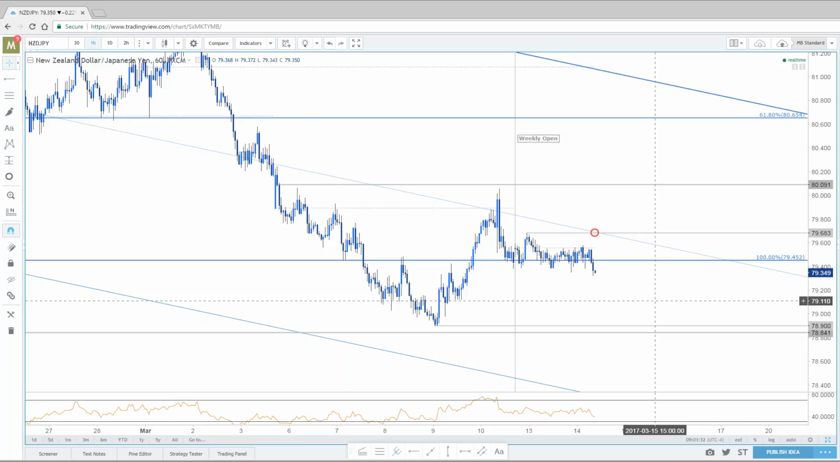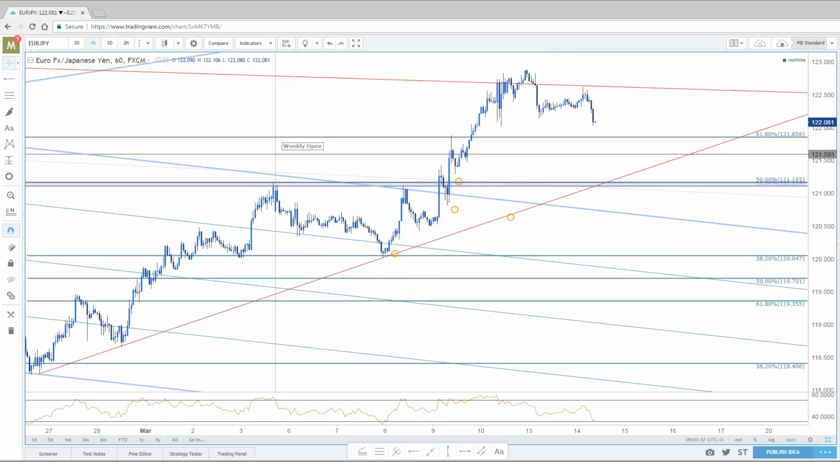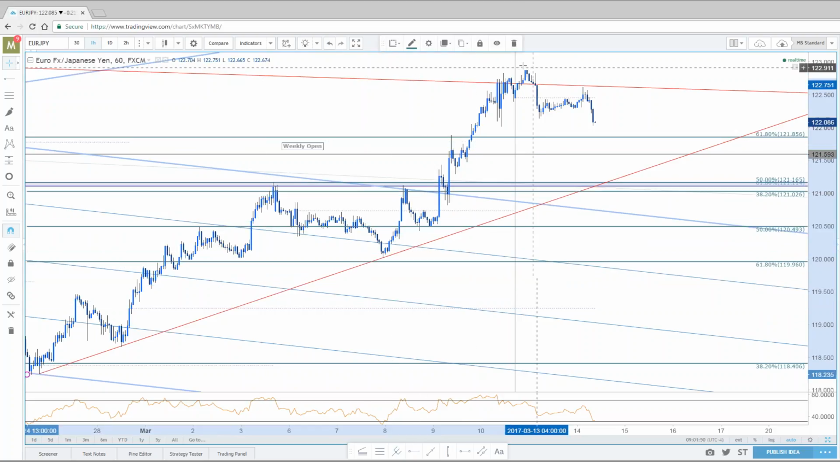Euro yen. Who is that for? Vlad. Here's what euro yen looks like. Since we're going through all the yen crosses, let's just finish up. I obviously haven't highlighted this yet, so let me just do a quick update on these levels. New high.